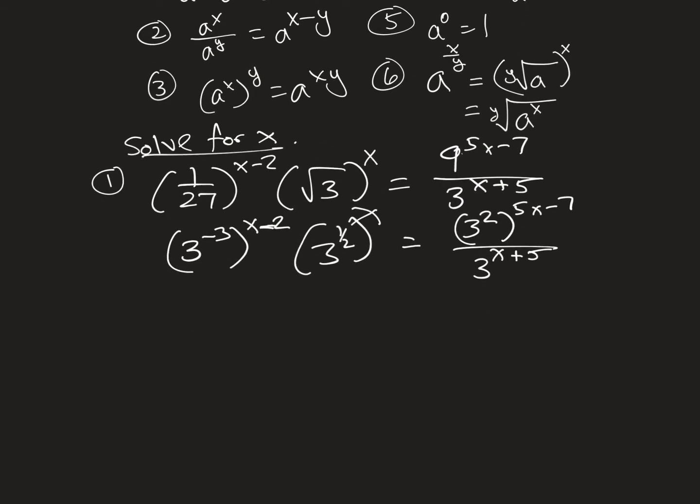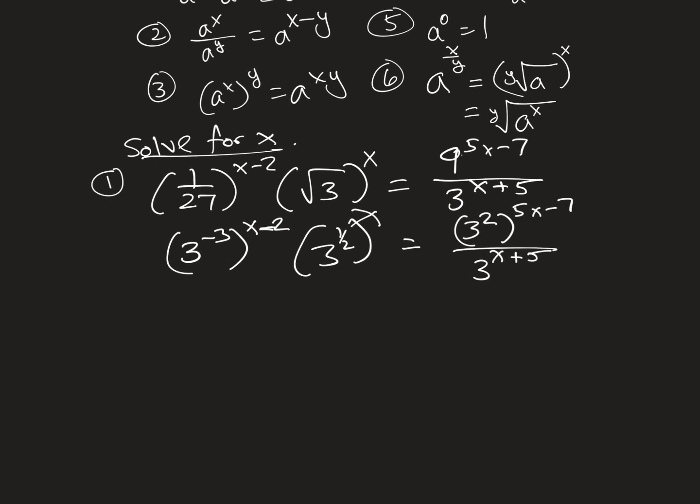Okay, so let's clean things up. So over here, 3 to the negative 3, to the power of x minus 2. Well, a power to a power we multiply. So it's 3 to the negative 3x plus 6. Power to a power you multiply, so times 3 to the 1/2 x equals 3 to the 10x minus 14, divided by 3 to the x plus 5.